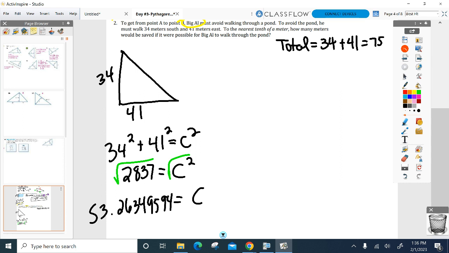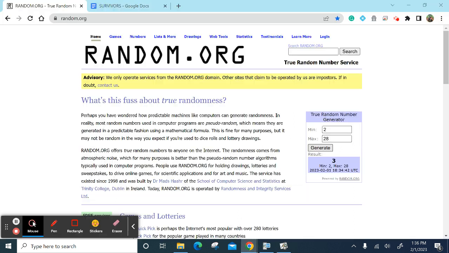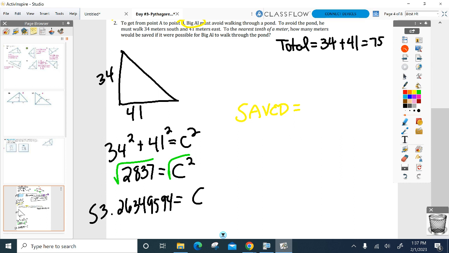53.26349594. If it's not the end of the problem, you don't round any decimals. All right, now, so that's across the pond. How are we going to figure out how much we saved then? If Big Al could walk across the water, how do we figure out how much he could have saved by doing so? Talk to me. 19?